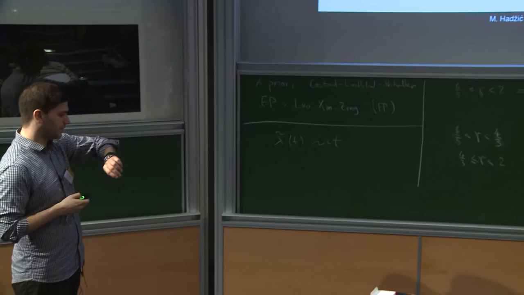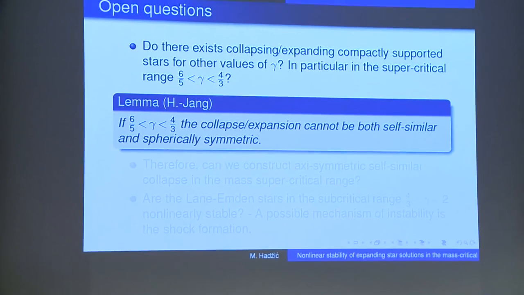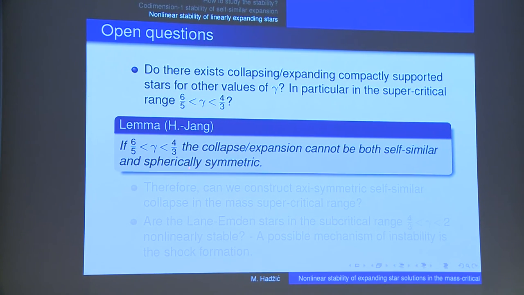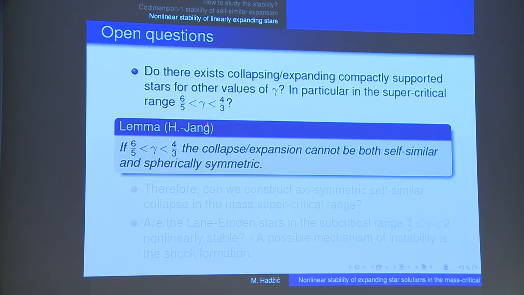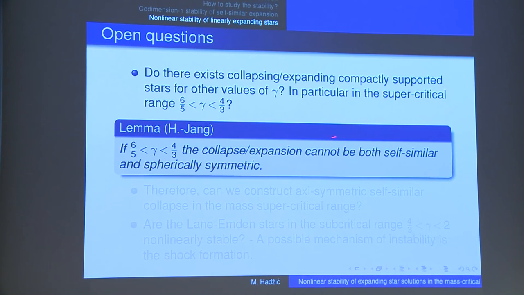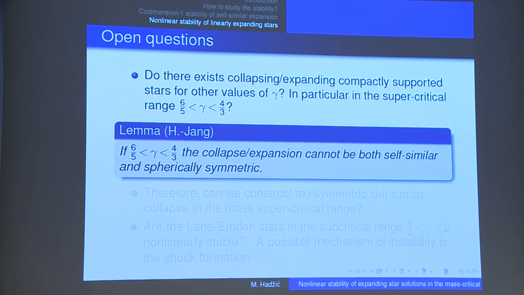Let me spend the remaining 3 minutes discussing questions that I find very interesting that are open. So here's this kind of a silly lemma. Okay, I call it lemma. Perhaps it's too ambitious to call it lemma. Do there exist collapsing or expanding compactly supported stars? So this is the key for other values of gamma. They should exist in the supercritical range, which is between 6/5 and 4/3. This is an open question.